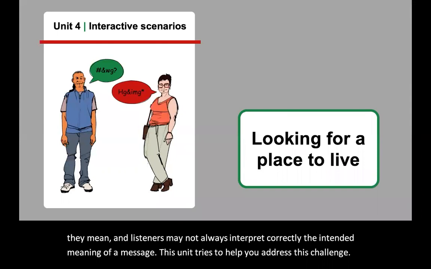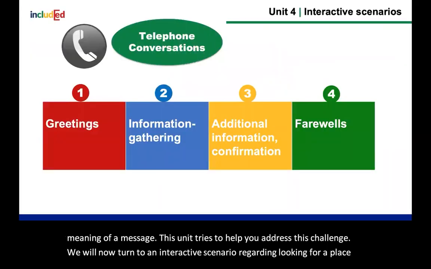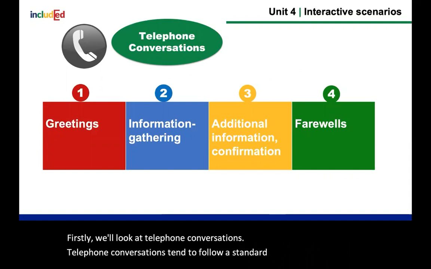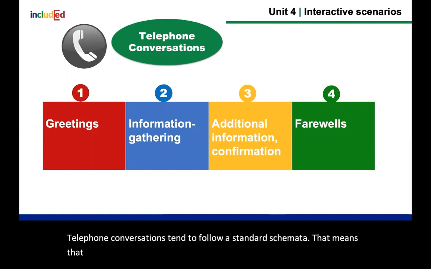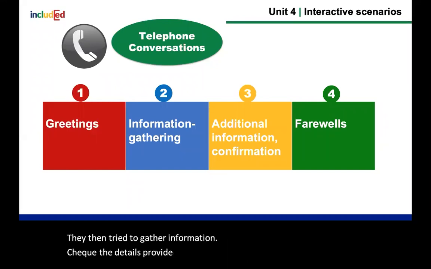We will now turn to an interactive scenario regarding looking for a place to live. Firstly, we'll look at telephone conversations. Telephone conversations tend to follow a standard schemata. That means that speakers, without realizing it, engage in greetings. They then try to gather information, check the details, provide additional information, and take leave at the end, say farewell.